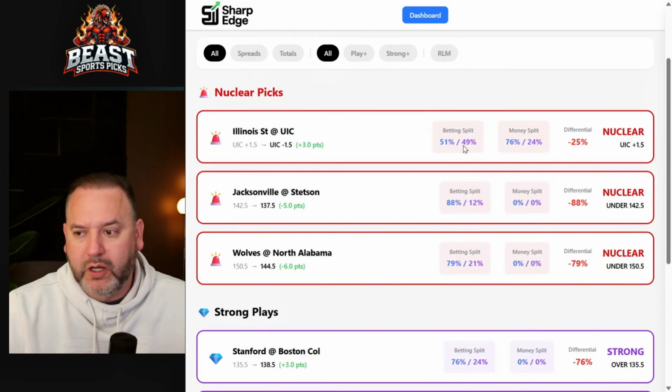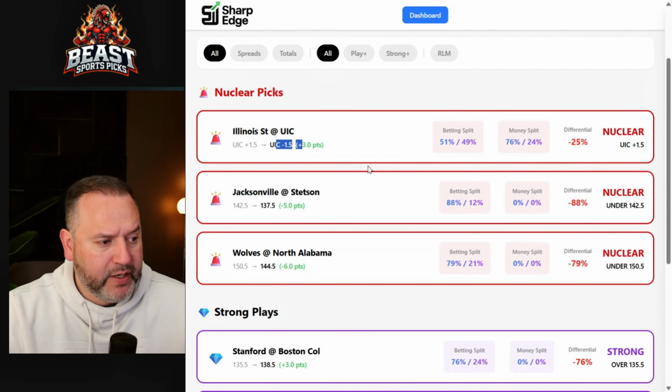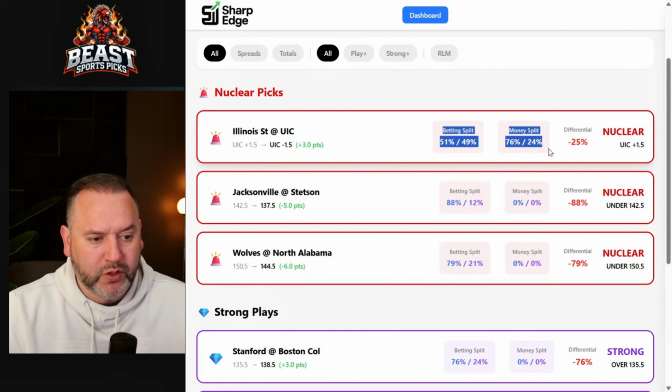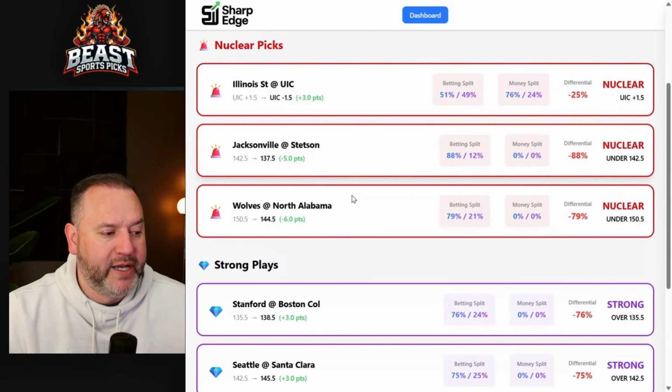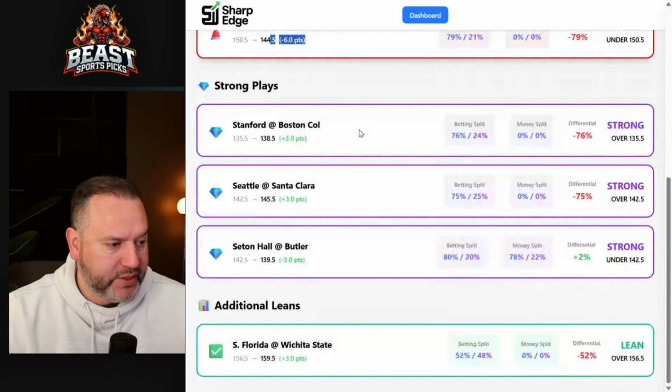I'm not going to go through all of these, but if you want to take screenshots, that's up to you. You can see right here it says UIC started at a +1.5. It's currently at a -1.5, so that's a 3-point line shift. It gives you all the reasoning over here, like the betting percentages and the money splits, things like that. You can see Jackson. So let me scroll down. You can see this one went down 5 points. This one went down 5 points, and so on.